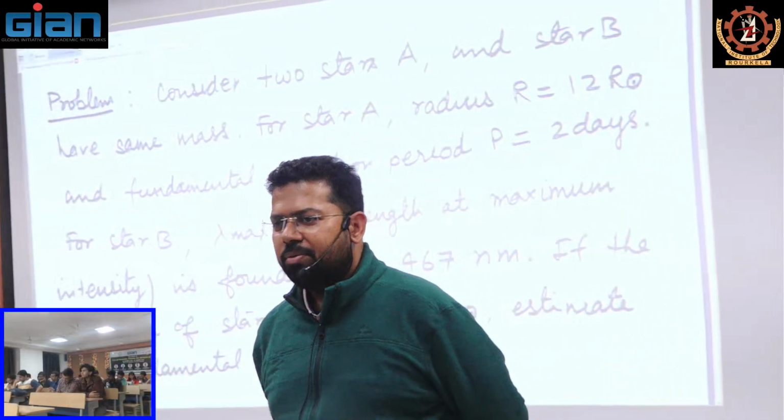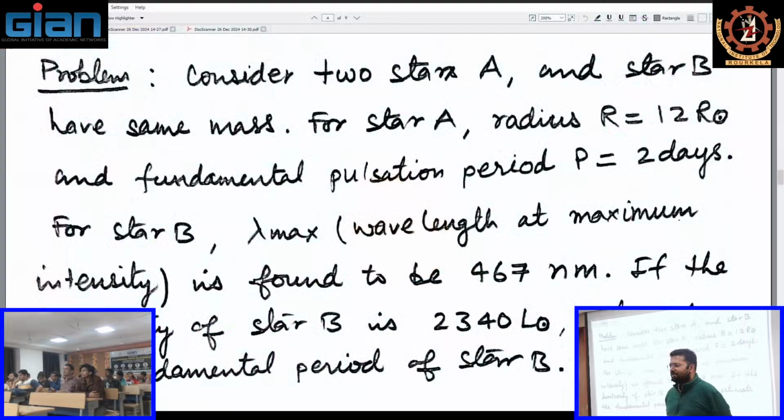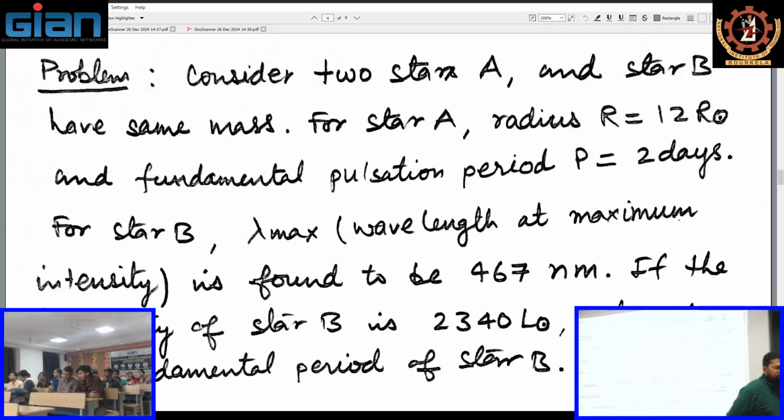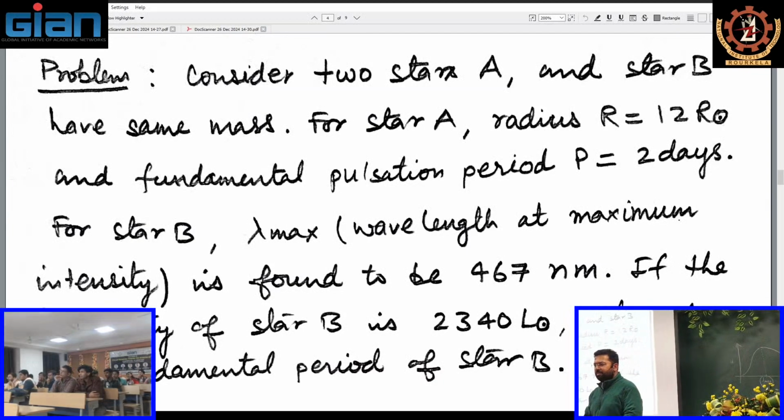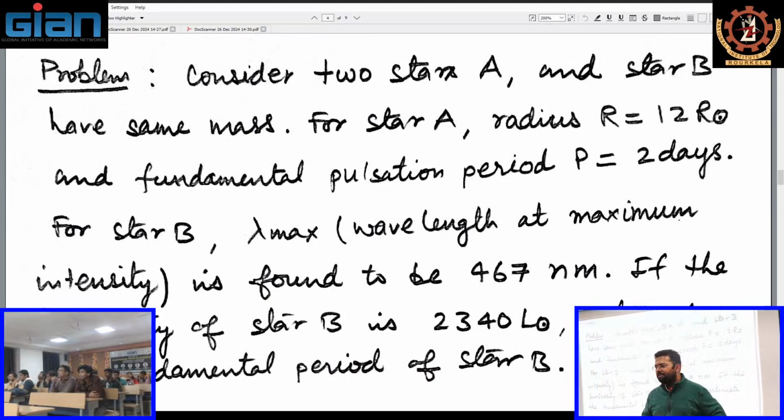Any other idea? What shall we do with lambda max? Why is lambda max mentioned, and why is it important? If you have the lambda max, then we can find the temperature, right? And once you know the temperature, what do we do with it? Yes, luminosity is given, so we can find the radius by using the temperature, luminosity, radius relation. And that relation is known as, no, not the mass luminosity relation.